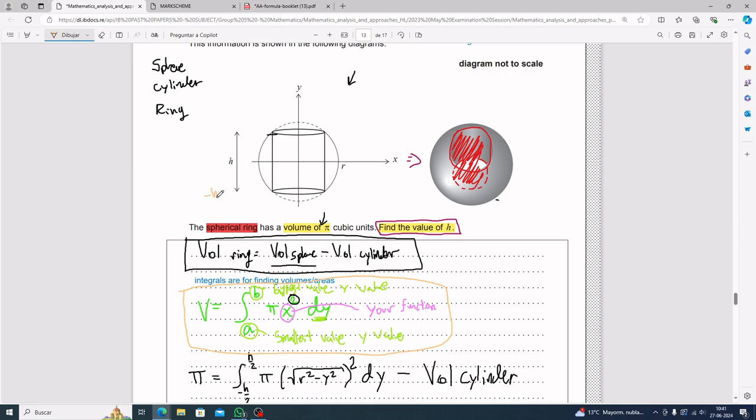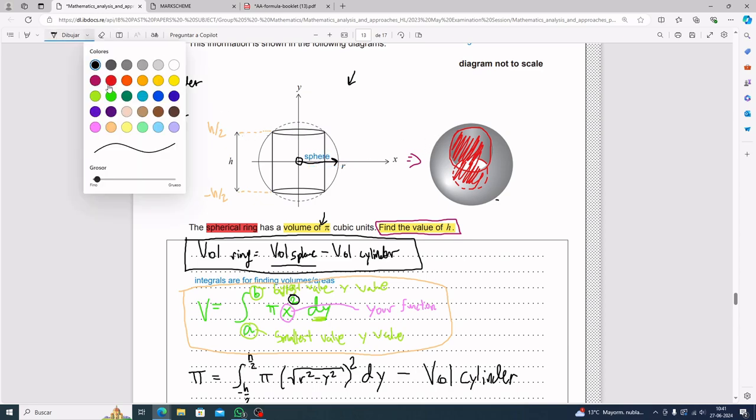So we said that this was negative h divided by 2, and this was h divided by 2, for these y values, correct? Now, let's think about the radius. On the one hand, we have this radius from here to here, and that r is for the sphere. So this is the r of the sphere, see? Let me just put here small letters, sphere. So that is the r of the sphere.